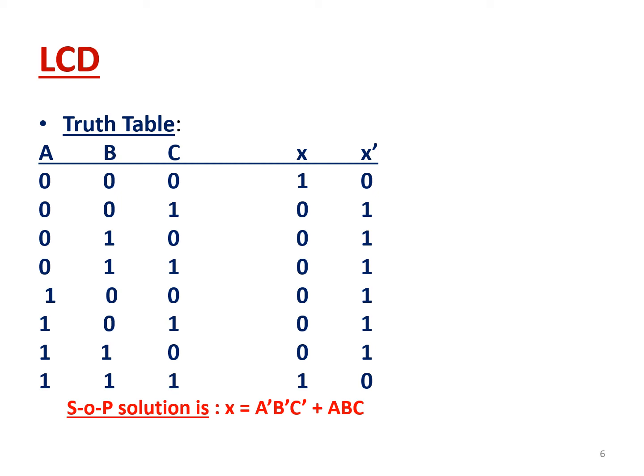So the sum of product solution is x is equal to A complement B complement C complement or ABC. That means 3 inverters, 2 AND gates, and 1 OR gate are required to implement the solution.